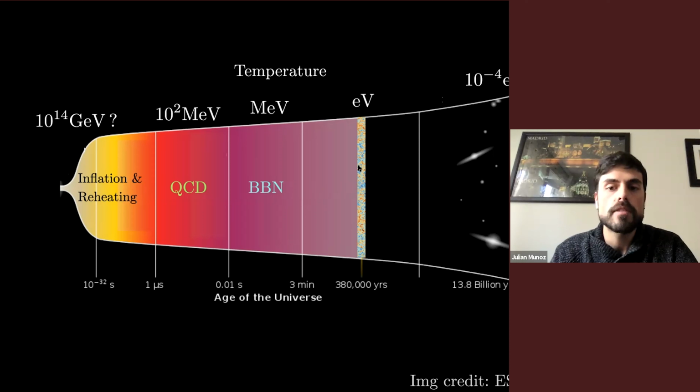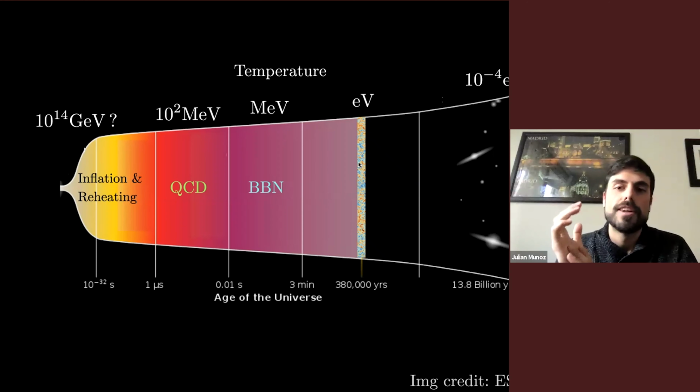And at temperatures of about 1 eV, you get recombination. Protons and electrons form neutral hydrogen, which you will be able to see one day with PUMA and with other 21 centimeter experiments. And when you get to today, you have temperatures of about 10^-4 eV. So this is about 1 Kelvin.